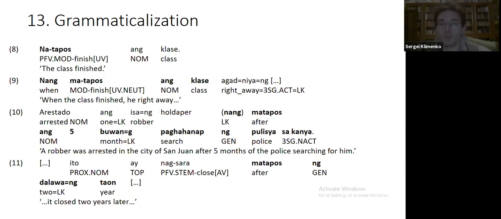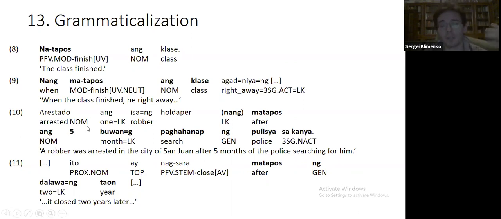Because matapos originally is a verb meaning to finish, and it's still used as a verb in the modern language. Like in example 8, we can say the class finished. Here the verb is used in its perfective form. And then in example 9, we can use the verb with the conjunction nang, which means when. The form is exactly the same as that of the linker nang, but there are some syntactic differences in the distribution. The linker nang cannot be placed at the beginning of the sentence, while the conjunction can. So when the conjunction nang, when, is used with a verb, the verb has to be used in its neutral aspect form, or the infinitive form, in other terms. So the phrase is nang matapos.